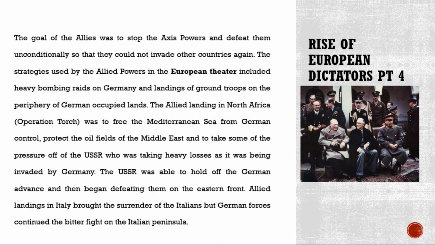Rise of European Dictators, Part 4. The goal of the Allies was to stop the Axis powers and defeat them unconditionally, meaning so they wouldn't come back, so that they could not invade other countries again. The strategies used by the Allied powers in the European theater, which just means it happened in Europe, included heavy bombing raids on Germany. That's one. Landing of ground troops on the periphery of German-occupied lands.